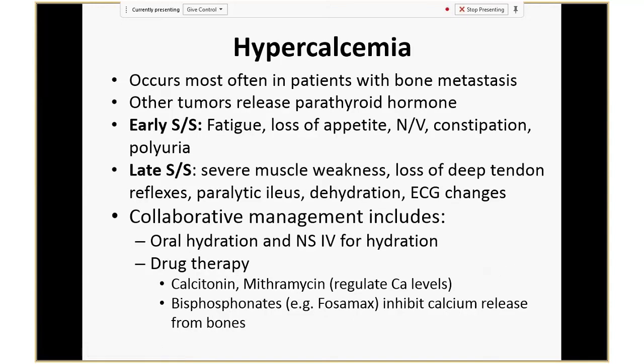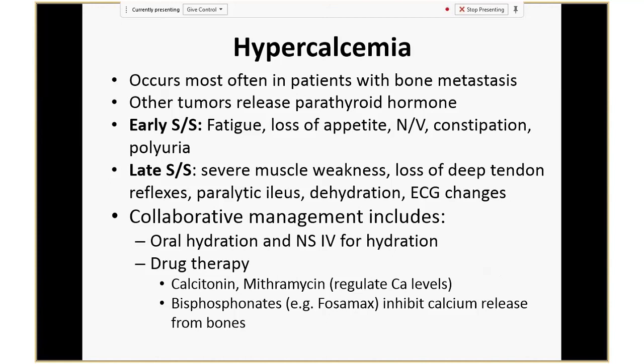Hypercalcemia. We talked about this in our previous units, and what this is, obviously, is that our calcium in the blood is very high, and it's directly related to bone metastasis. Okay, this is pretty familiar to you guys. Tumors release parathyroid hormone, some tumors that are in that area, or you could have tumors around the parathyroid.